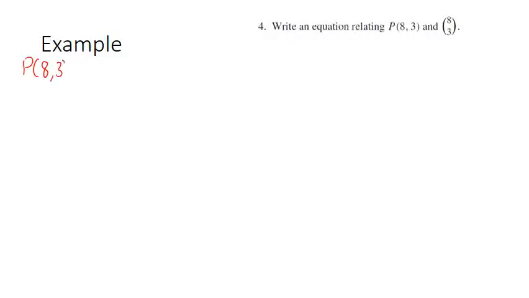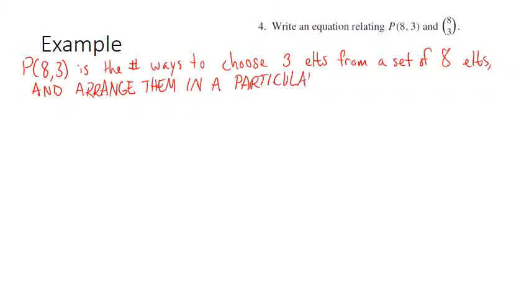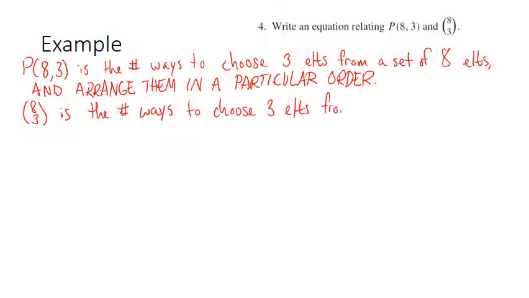So P of 8, 3 is the number of ways to choose 3 elements from a set of 8 elements and arrange them in a particular order. So that's the important part. And then 8 choose 3 is the number of ways to choose 3 elements from a set of 8 in no particular order. Let's capitalize that too. In no particular order.